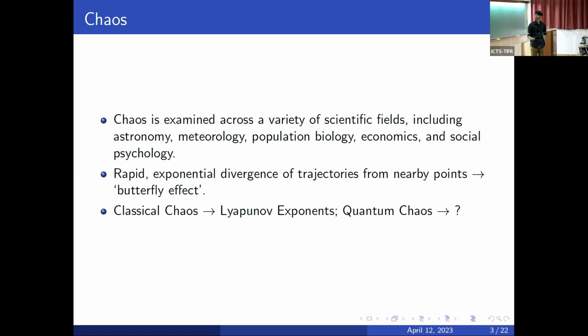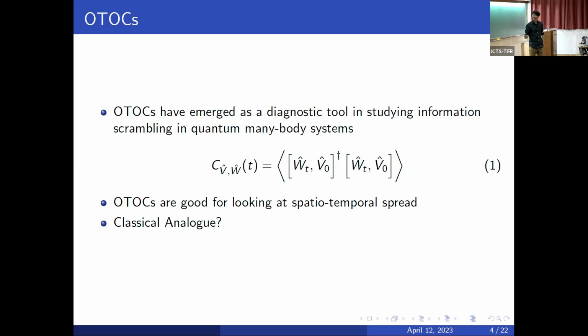The question now turns up, how do we study systems that are quantum chaotic, because there's no direct generalization of the Lyapunov exponent. To study that, there's the OTOC, the out-of-time ordered correlator, which has emerged as a diagnostic tool to study information scrambling in quantum chaotic systems. OTOCs are specifically good to look at spatio-temporal spread, as opposed to just temporal spread that you could learn with a Lyapunov exponent. Now, to come back to a classical system, we would like to study spatio-temporal spread in classical systems as well, as opposed to just temporal spread.